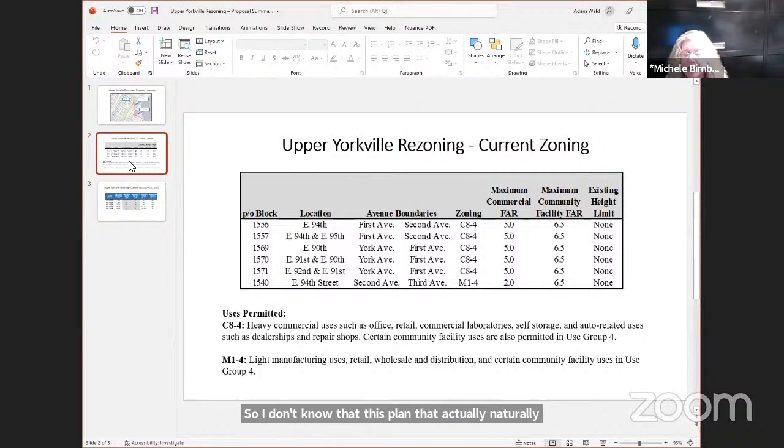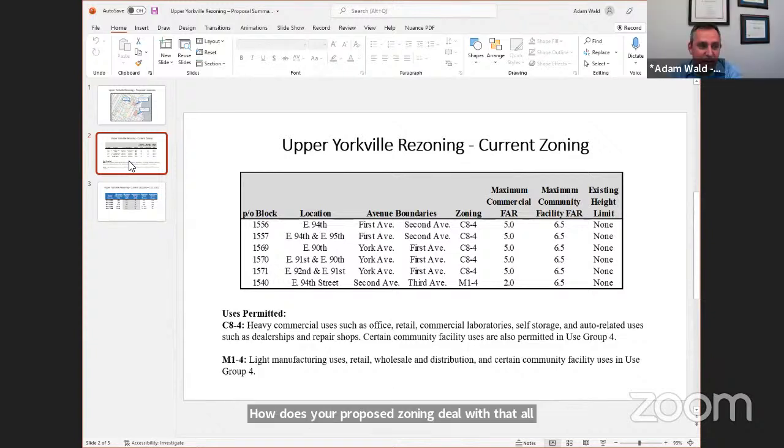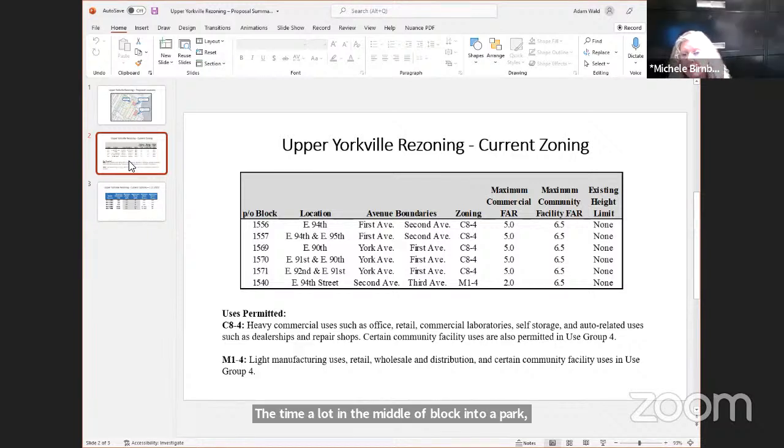And also, I think if we need anything in that area, it could be a park or a garden or something like that. How does your proposed zoning deal with that? I mean, these are all privately owned lots. It doesn't do anything with parks necessarily. I don't know if it's feasible to turn a lot in the middle of the block into a park, unless you want to bring back POPS. Well, POPS, yeah, not a bad idea. They didn't work so well, but it depended on what the parameters were.